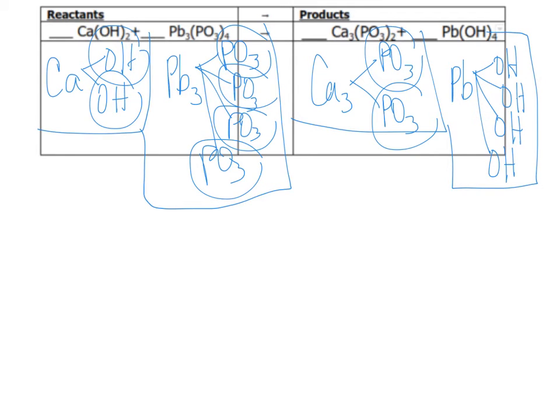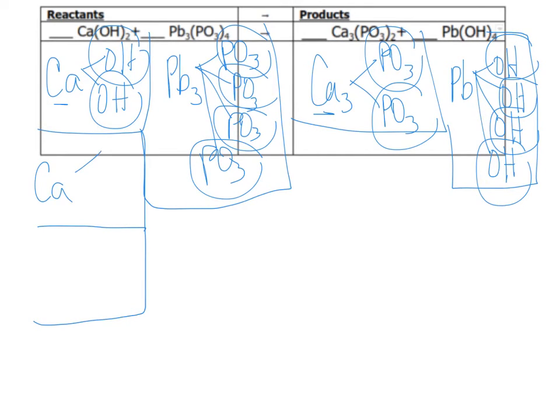Alright, so I don't have room to write my inventory. I'm just gonna keep an eye on everything, and we'll just have to do the count in our heads. So I think I'll start with Ca. This side has 3, this side has 1. I need to add 2 more of these boxes so that I can have 3 Cas.